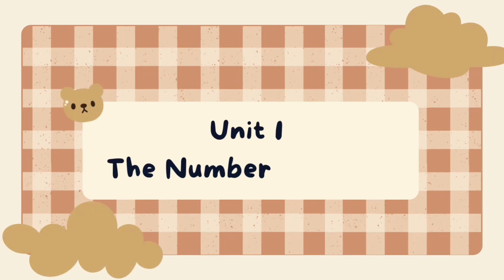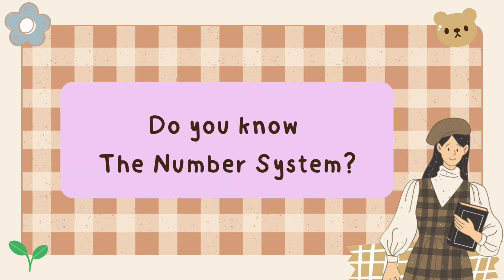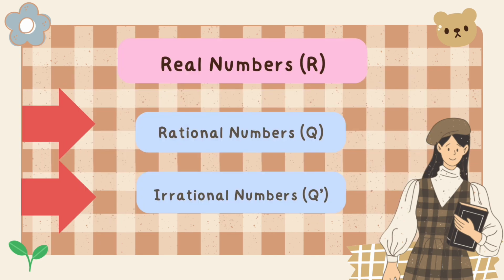Unit 1. The number system. Do you know the number system? Let's have a look at real numbers. Real numbers consist of rational numbers and irrational numbers. If we want to define rational numbers, we can say it's a number that can be written in the format of a over b, where b is not allowed to be equal to 0.